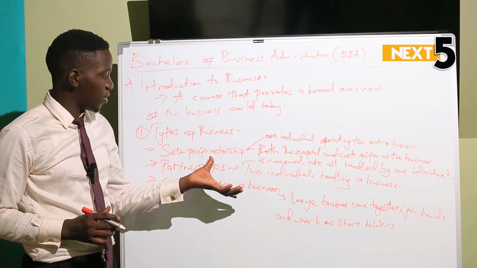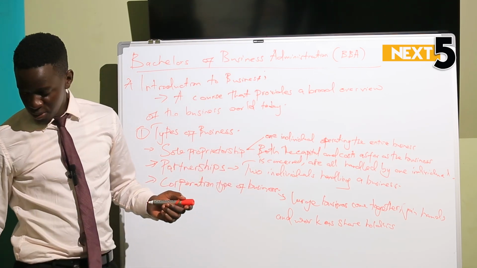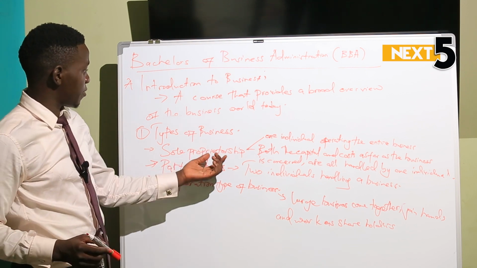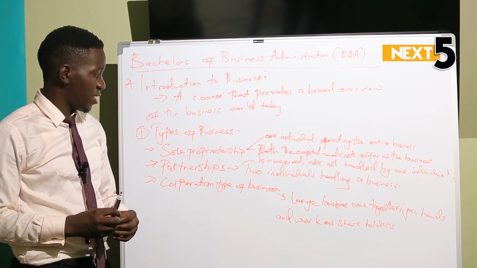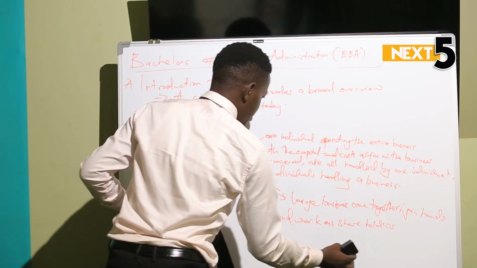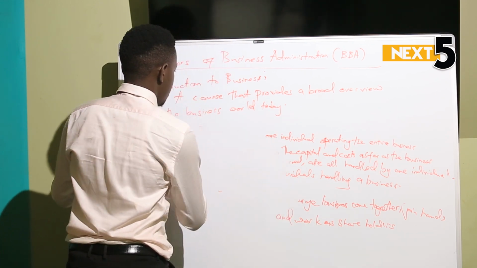Let me give you a detail of the types of businesses. So we want to look at the advantages of sole proprietorship, partnerships, and corporate type of business, as I'm going to be explaining. So we're going to start with the sole proprietorship type of business.